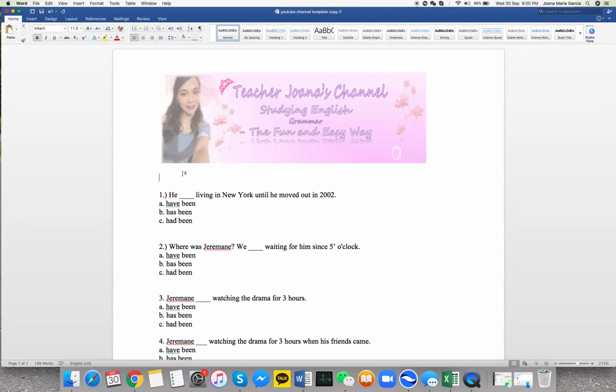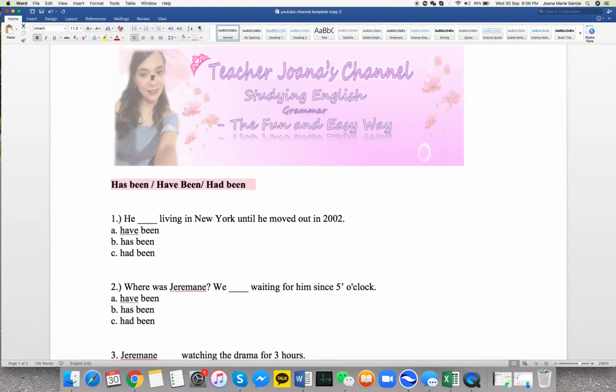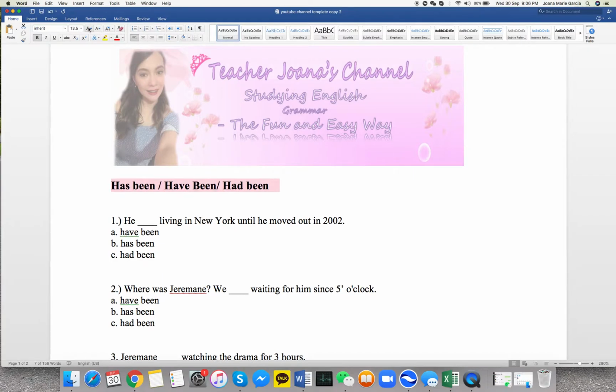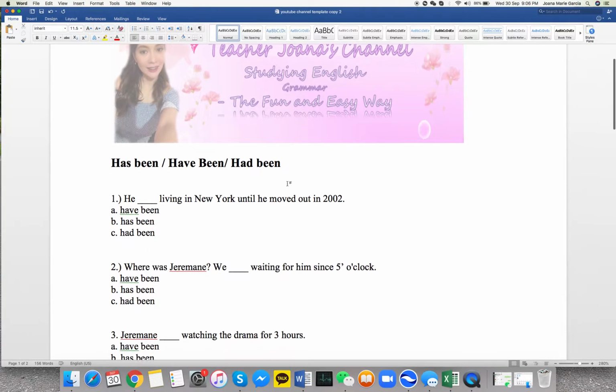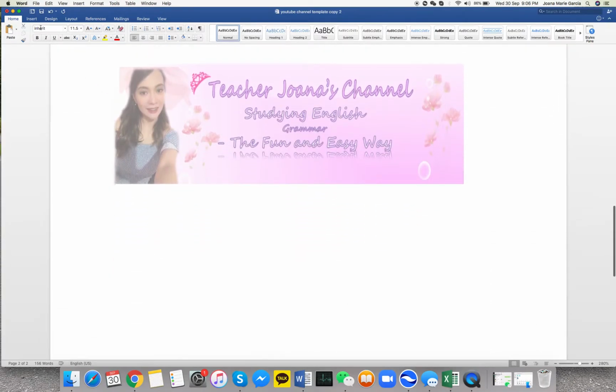We have the patterns has been, have been, and had been. For today's lesson, we're just going to focus on their differences when they are used in the present perfect continuous and past perfect continuous. We're not going to focus on the passive form, although these patterns can also be used in the passive form. Like I said, it's only for the present and past perfect continuous tense.